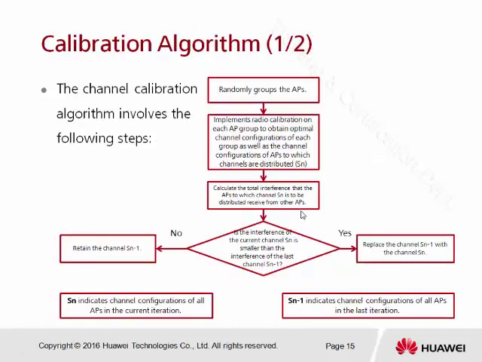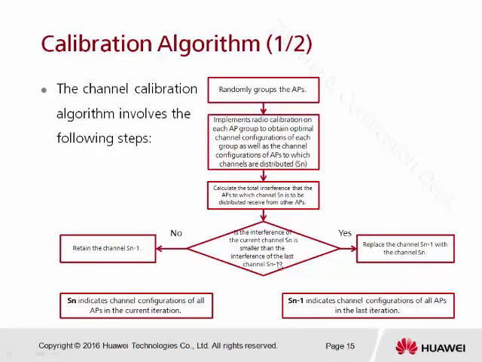So let's look at the calibration algorithm. We have a few steps. Starting, you randomly group the APs. Implement the radio calibration on each AP group to obtain the optimal channel configuration of each group, as well as the channel configuration of the APs to which channels are distributed, using an SN to record. Then calculate the total interference that the AP, whose channel is SN, will receive from other APs.